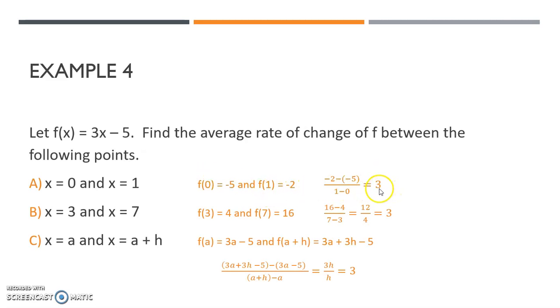So for part A, I got a value of 3 when I put it into the slope formula. Part B, I got a value of 3. And in part C, I got a value of 3. So my question for you that you're going to write about in your notes is why the average rate of change is 3 in all 3 cases. What are your thoughts? Why did it come out to the same value every single time?